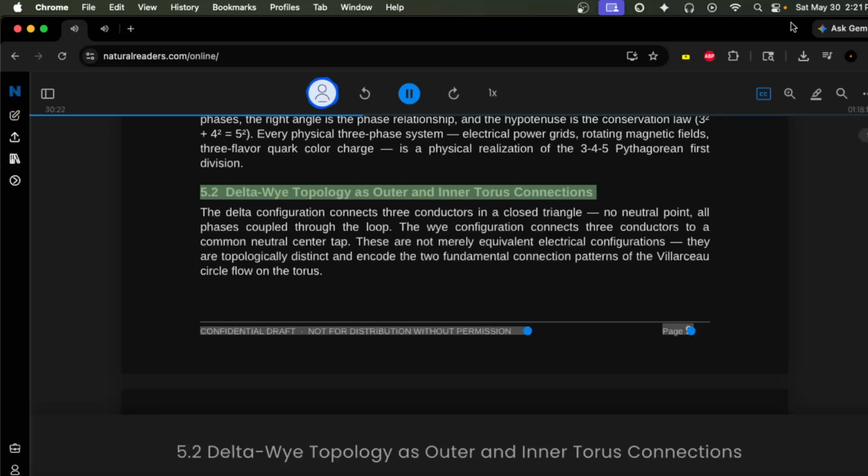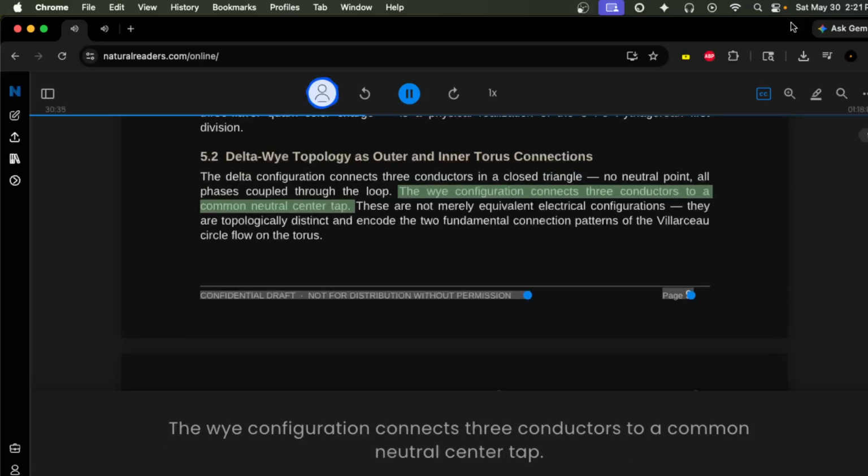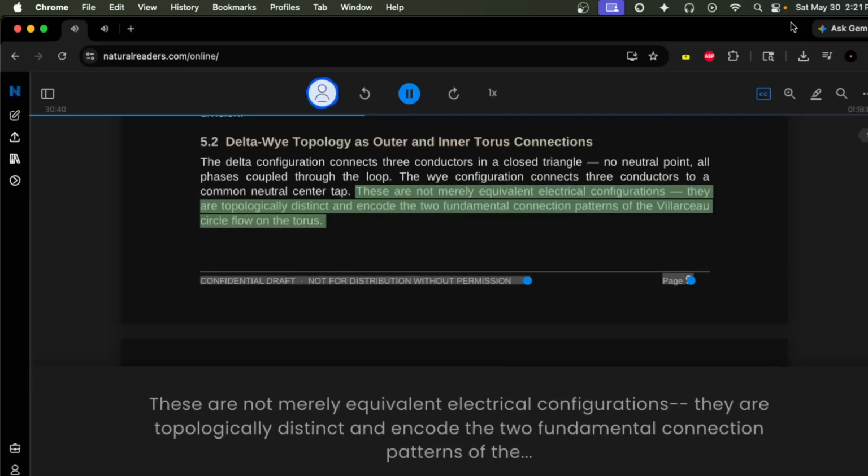5.2 Delta-wye topology as outer and inner torus connections. The delta configuration connects three conductors in a closed triangle, no neutral point, all phases coupled through the loop. The Y configuration connects three conductors to a common neutral center tap. These are not merely equivalent electrical configurations, they are topologically distinct and encode the two fundamental connection patterns of the Villarceau circle flow on the torus.